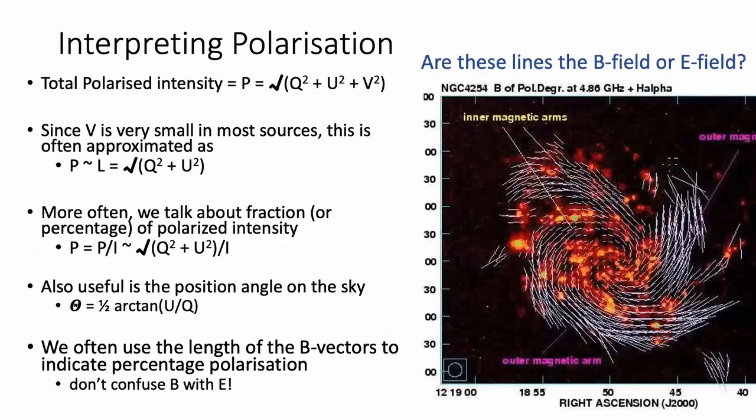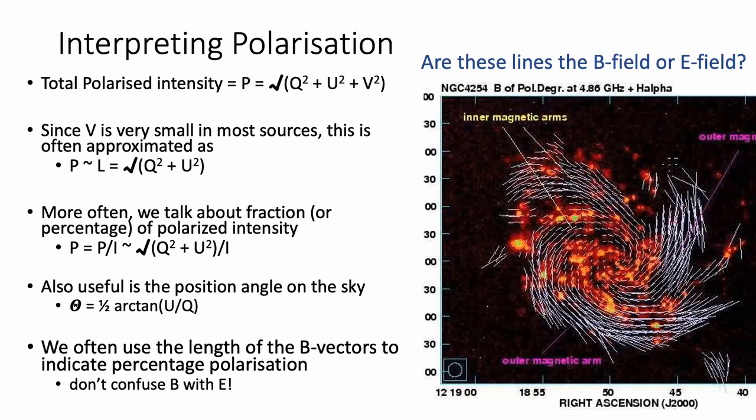Okay. So how do we interpret this? The total polarized intensity formally is the square root of the sum of squares of Q, U, and V. In practice, most astrophysical sources have very small amounts of circular polarization, so people just approximate it with Q squared plus U squared, square rooted. It's sometimes called L for linearly polarized intensity. People often approximate it as P. And often we use the third bullet point: we talk about the percentage of polarized intensity, that's the square root of Q squared plus U squared, over I. And then if you want to measure the position angle, that's the arctan of U over Q.